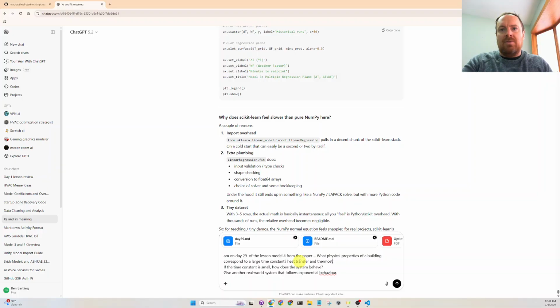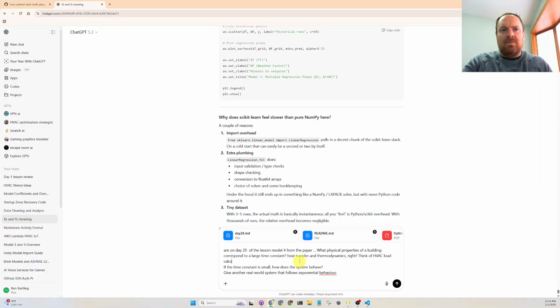and thermodynamics, right? Thinking of HVAC load calcs. Is this correct? If the time constant is small, I'm going to say very fast, right? Give another real-world example that follows exponential behavior. Oh boy, I'm just going to say hydraulics.